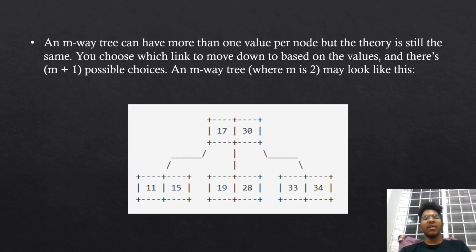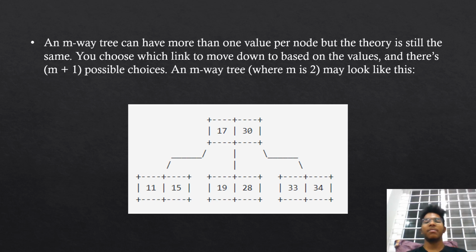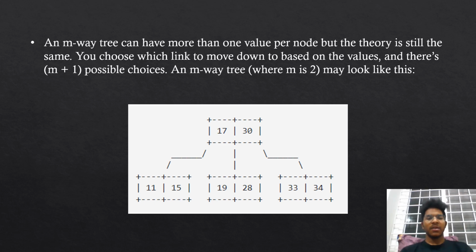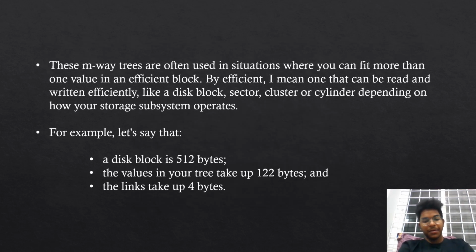An M-way tree can have more than one value per node, but in theory it's still the same. You can choose which link to move down based on the values, and there are m plus 1 possible choices. An M-way tree where m is 2 may look like this. These M-way trees are often used in situations where you can fit more than one value in an efficient block.